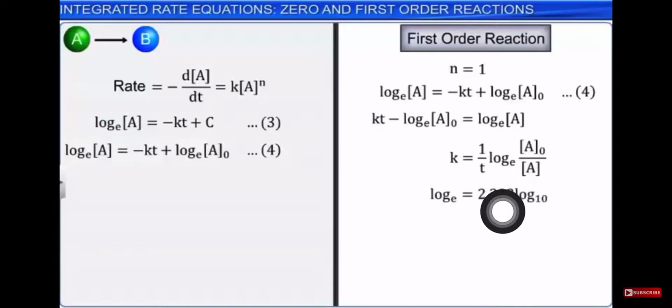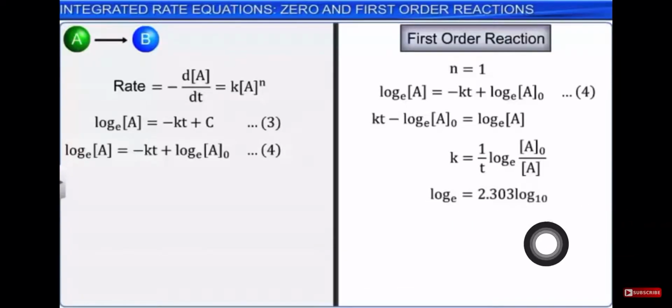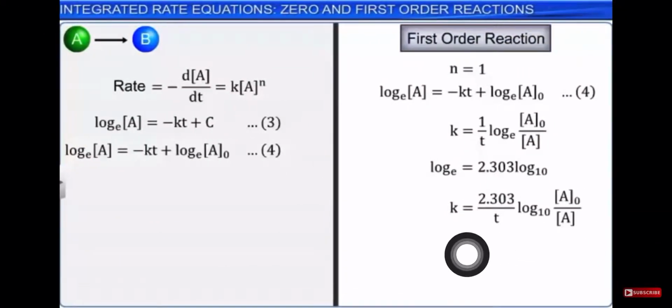Now log e is nothing but equal to 2.303 log to the base 10. You should also know this, log e is equal to 2.303 log to the base 10. So putting this over here, we are getting K is equal to 2.303 upon T log of concentration of A0, that is initial, upon concentration of A.